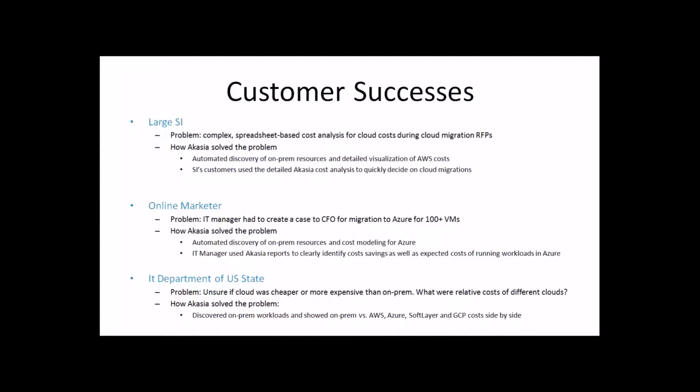Their problem was they've been talking about the cloud. They were unsure if the cloud was cheaper or more expensive. They were also unsure about which cloud to use. So what were the relative costs of the different clouds? And how we solved the problem for them was we allowed the IT admin to model their on-prem versus Amazon, Azure, SoftLayer, and Google costs side by side. So these are just 3 examples. We have multiple more customers that are using a product for roughly similar use cases.